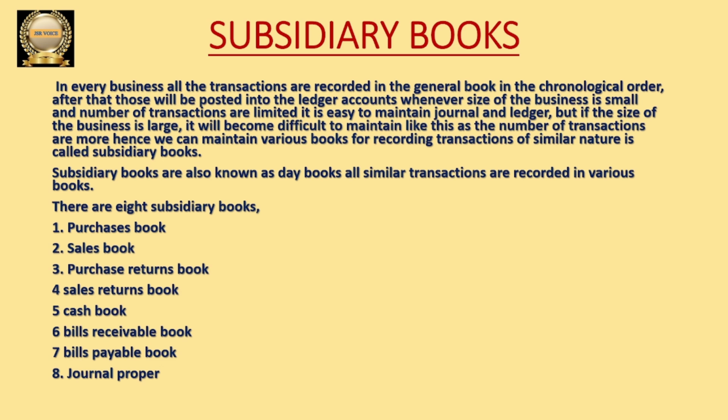If any transactions are not going to appear from the first book to the 7th book, from purchase book to bills payable book, all those transactions will appear in the journal proper. We have to record those transactions in the journal proper. Okay, so this is the list of all subsidiary books.